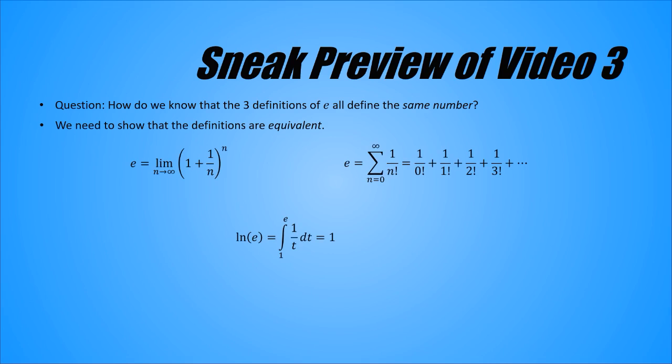So here are the 3 definitions that we looked at. Here's e as the limit of a sequence, here's e as an infinite series, and here's e as the base of the natural logarithm. What we need to do is prove that each definition implies the other, and that will be a proof of equivalence. So this will give me the opportunity to show you a nice bit of mathematical reasoning. Well, thanks for tuning in, and I'll talk to you soon in the next video.